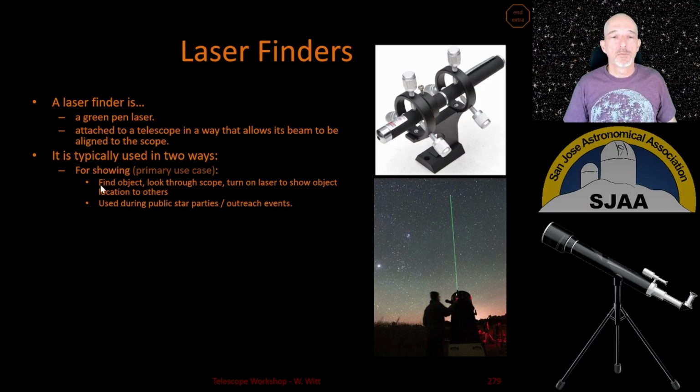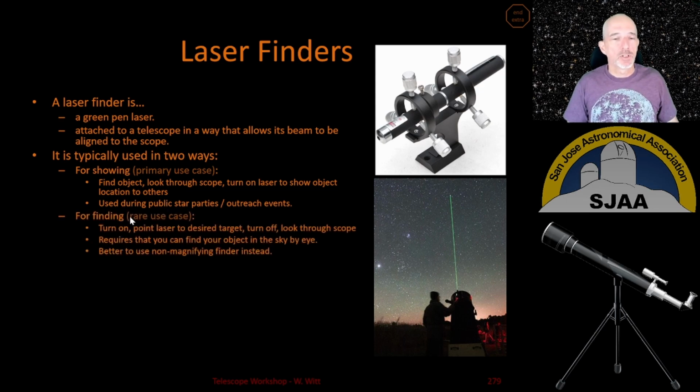So the flow here would be that you find the object some other way, you look through the scope yourself, or maybe you show the view to somebody else, and then you can turn on the laser to show where that object is in the sky. For example, let's say you're showing somebody a globular cluster, M13, a nice globular cluster, and somebody's asking, hey, where is that in the sky? Because you can't see it naked eye. Then you could turn on the laser and say, pew, it's right there, right? And the laser would point to the place in the sky where you are looking. So we do that sometimes at public star parties and outreach events to illustrate where objects are in the sky.